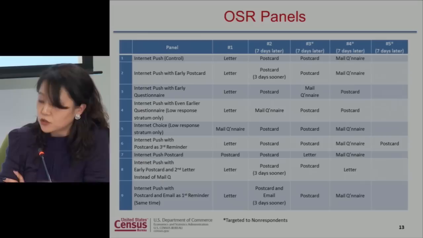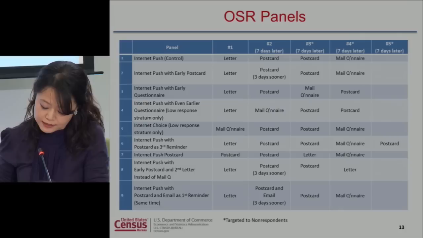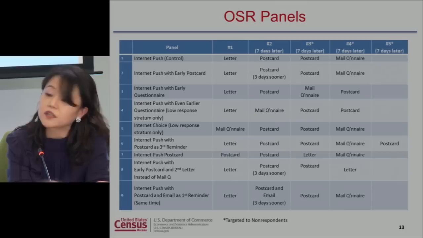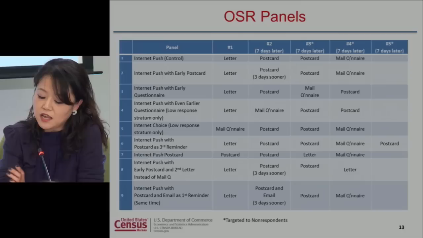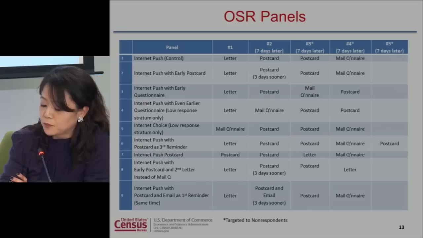to address those populations who do not prefer to respond via the internet. The motivation for panel 6 is to further encourage self-response even after the questionnaire mailing, but prior to when we would conduct NERFU. As a reminder, the NCT will not be conducting a non-response operation. Panel 7 will study the impact of sending a postcard at the first mailing instead of a letter. And then panel 8 takes an approach where we do not send a mail questionnaire at all.